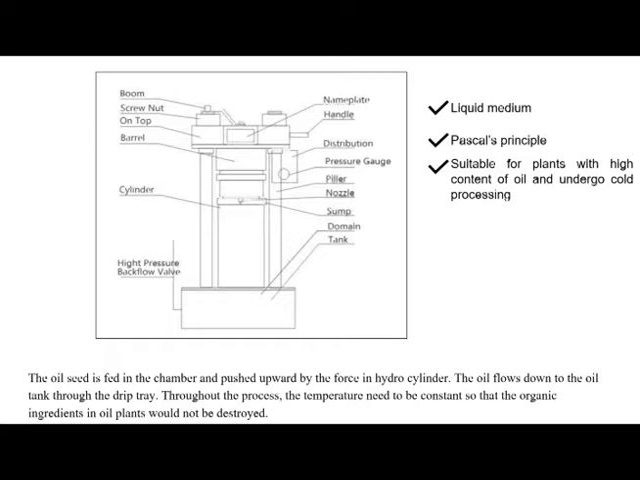Throughout the process, the temperature needs to be constant so that the organic ingredients in the oil plants will not be destroyed. This method is suitable for plants with high oil content and must be processed with cold processing.